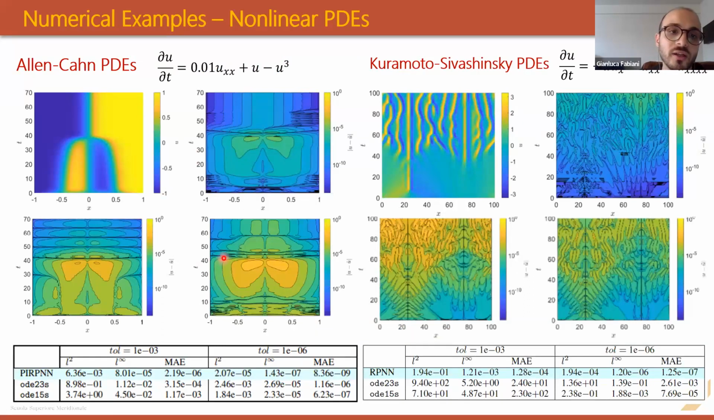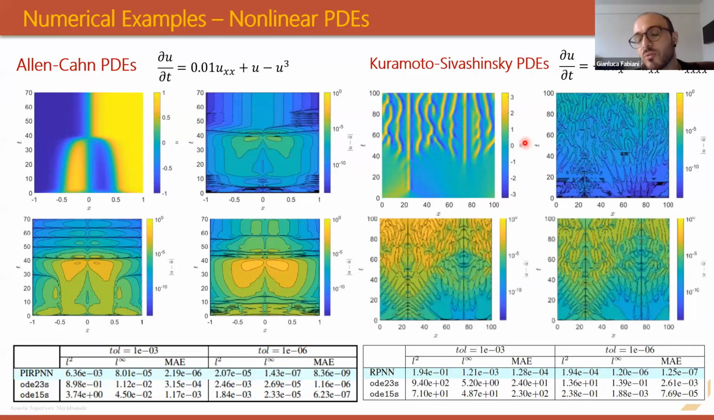So to give another comparison, we can also compare all the methods using the same tolerance. This is the solution of random projection for 10 to the minus 6, and this is the solution for 10 to the power minus 6 for ode15s and ode23t, and we can see that in terms of L2 error, infinity error, and mean absolute error, we are outperforming the other schemes. So we are just a little bit slower because the system is high dimensional, but the solution is better in accuracy.